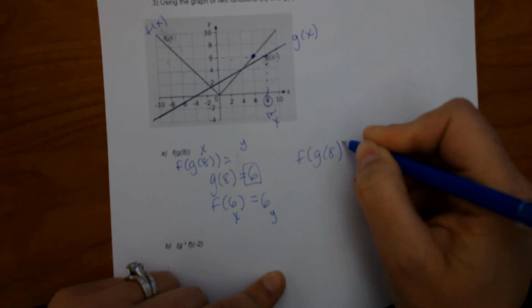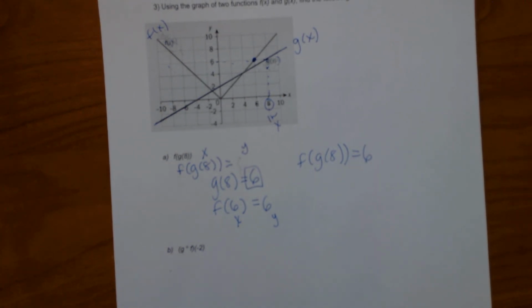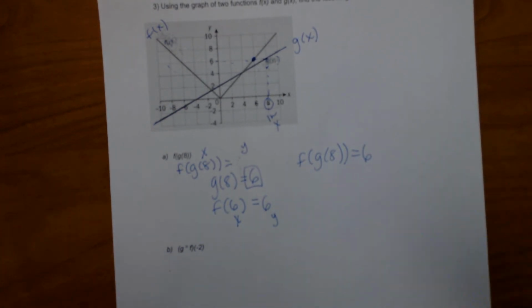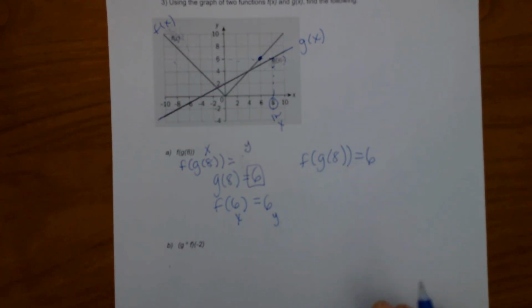All right, so f of g of 8 equals 6. And this is what happens sometimes. It feels like you're going in a circle, but we're using the line and the v. We're inputting, we're getting outputs.